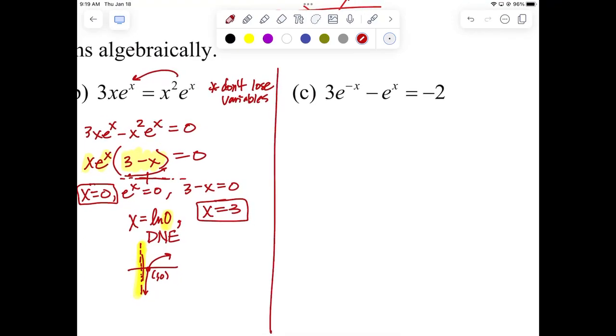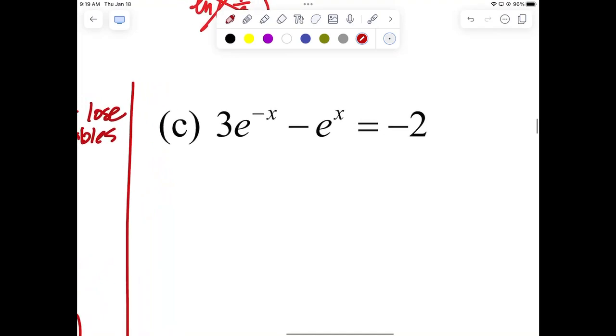Okay, you're going to like the next one. You've liked them all so far, I know. But you're going to like this one also. 3e to the negative x minus e to the positive x equals negative 2. Oh boy.